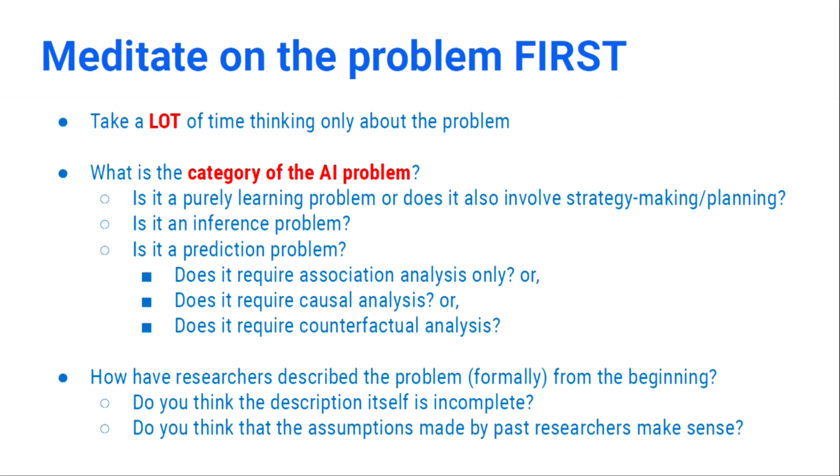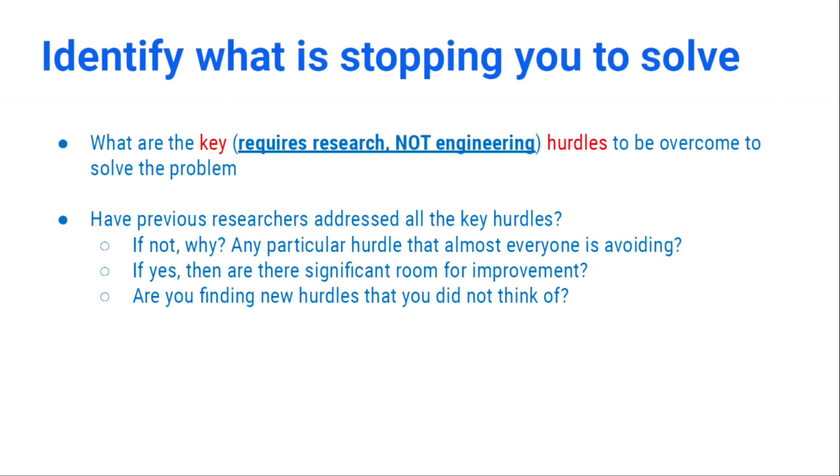Most of the time when you see deep learning or all these things, we almost assume that every problem is an association problem, which is not true. So how have researchers described the problem? So these are all the details. I will give you the PPT, you can go through it. Identify what is stopping you from solving it, which is, what are the key technical hurdles, right? So have previous researchers addressed all the key hurdles or not, and so on, right?